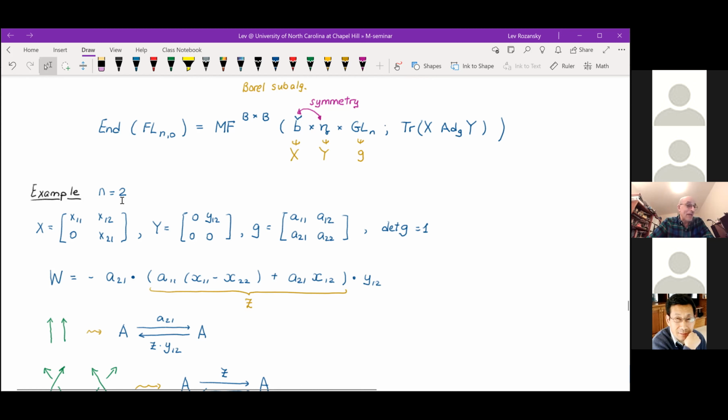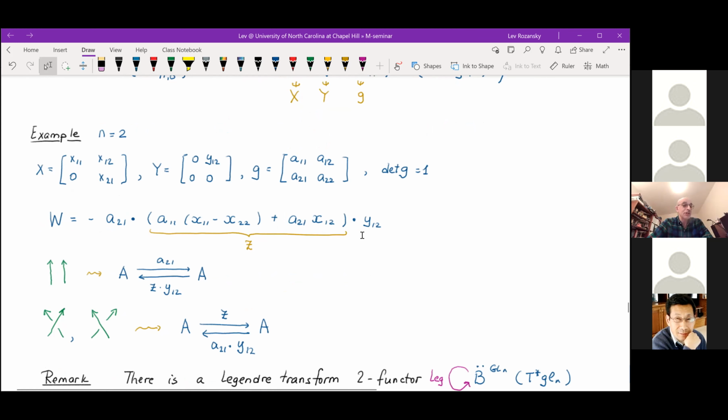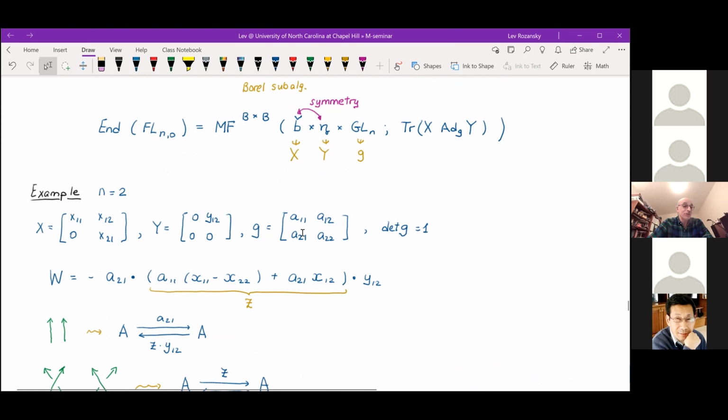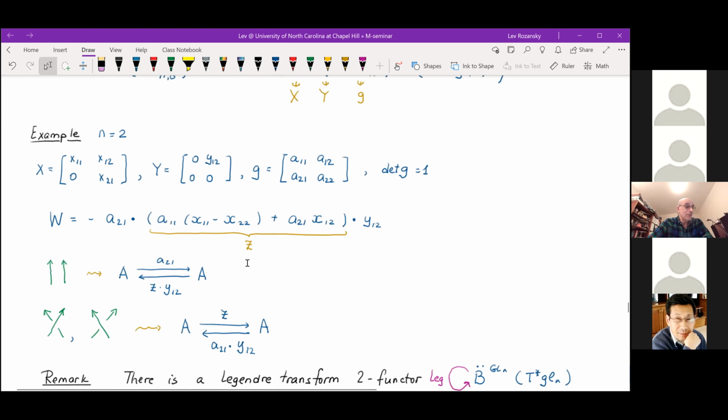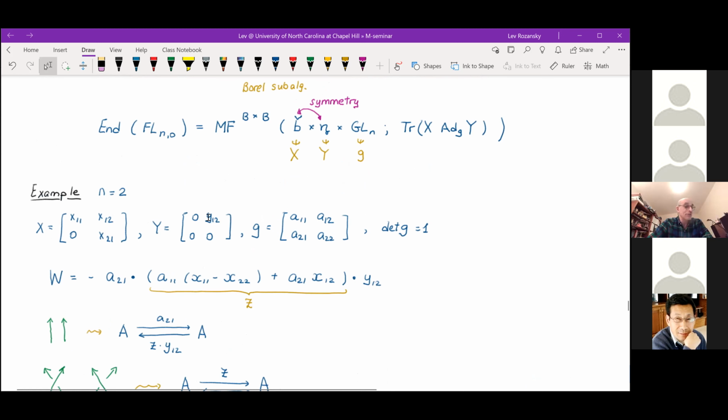So here is an example of how this works for n equal to 2. X in the Borel is upper triangular, Y is strictly upper triangular, and the flag is parameterized by this matrix. I assume that its determinant is 1. So the superpotential factors into three simple factors. A21 tells you that the flag is rotated from the standard position. Y12 is the only component of the Y matrix, and then there is this expression.